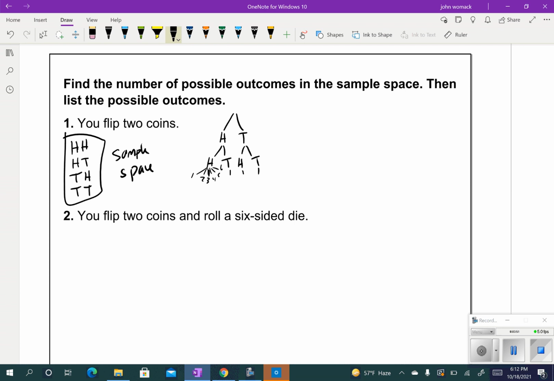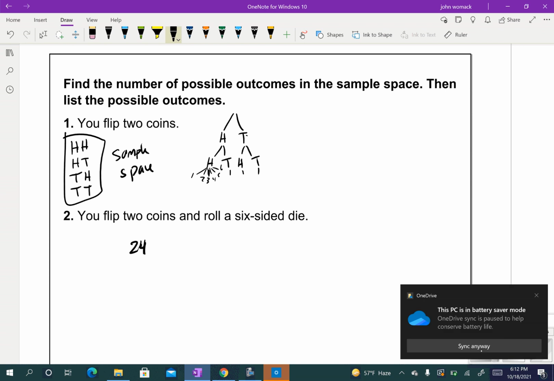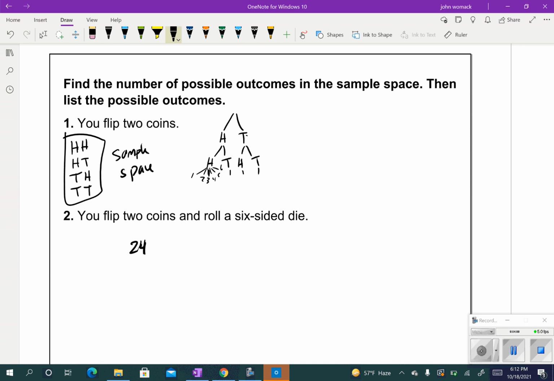There'll be heads, tails, and 6 more down here. There's 12. Tails, heads, 6 more. There's 18. Tails, tails, and 6 more. So there's 24. So you can figure that out using that tree diagram without having to write out the entire sample space. But that's how we would do it. Oops, sorry about that.